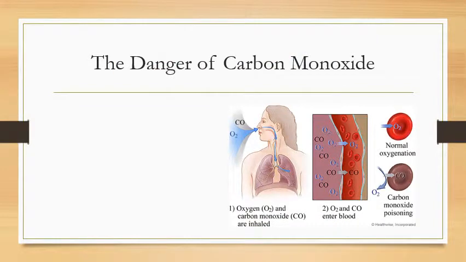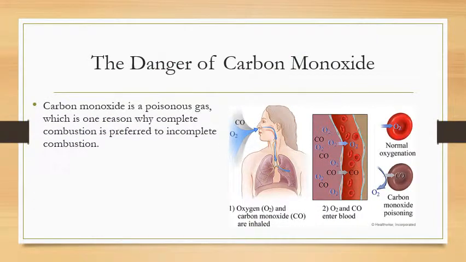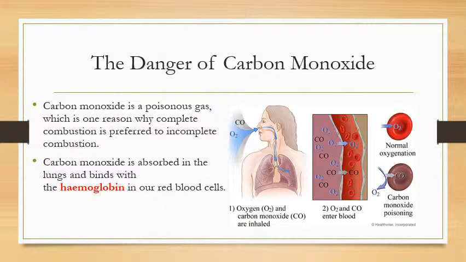And what are the dangers of carbon monoxide? Well, carbon monoxide is a poisonous gas, which is one reason why complete combustion is preferred over incomplete combustion. So what makes it poisonous? Well, the carbon monoxide is absorbed in the lungs, as we can see from the diagram, and binds with hemoglobin in our red blood cells, and that stops oxygen binding to it, which means that we don't get sufficient amounts of oxygen and we can die. This is known as carbon monoxide poisoning because it reduces the capacity of blood to carry oxygen.